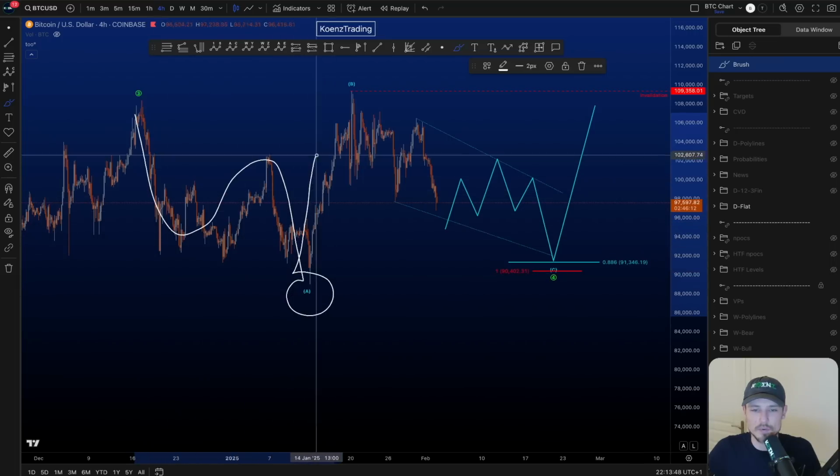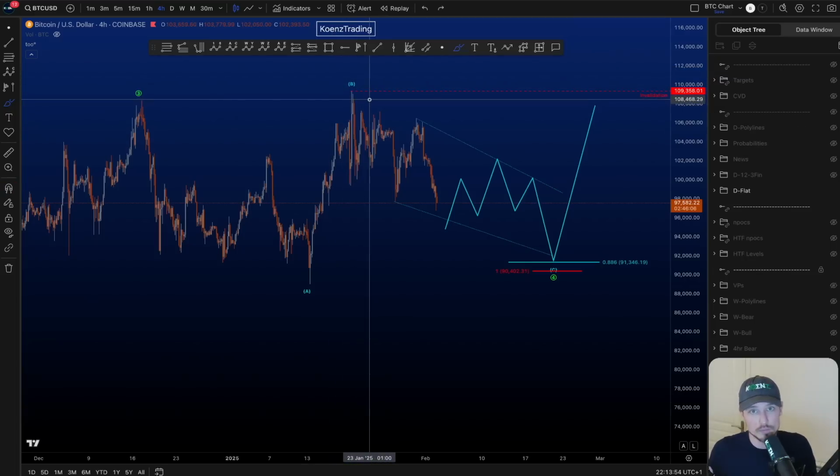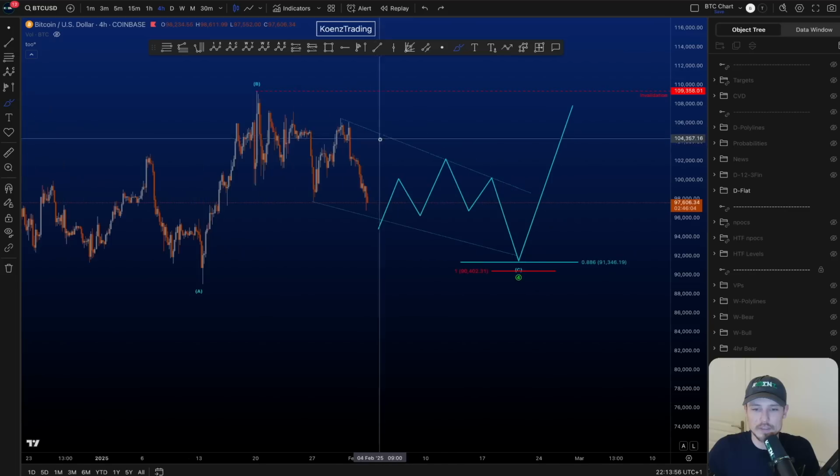the downside in a wave A, a sharp zigzag family structure to the upside in a wave B, which also is the most common structure in a wave B. And then you look for a wave C to the downside.